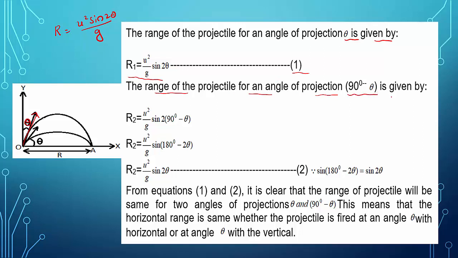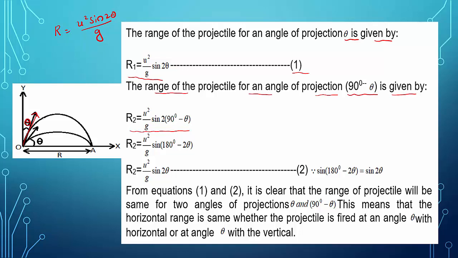90 minus theta, and it is given by 90 minus theta, which means we can use again the horizontal range equation, R equal to u square sine 2 theta divided by g, but in place of theta we should write 90 minus theta. Substitute here, R2 equal to u square sine 2 into 90 minus theta divided by g. In the first case, projecting angle is theta. In the second case, projecting angle is 90 minus theta.